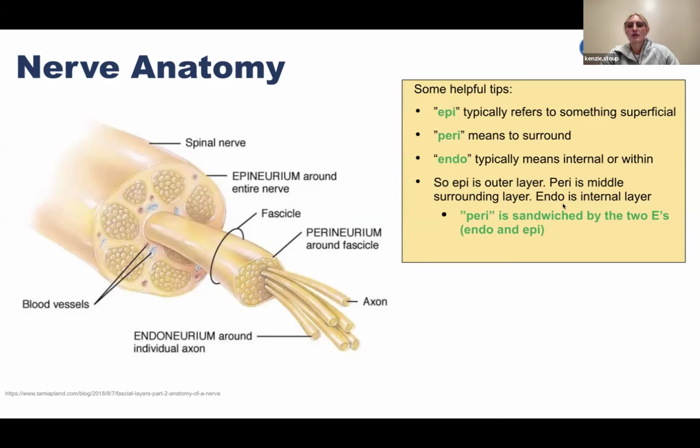So the way I always remember this is that the perineurium, or peri, is sandwiched between your two E's. So it's going to go epineurium, and epi means outer. So that's going to be first around your entire nerve. And then your perineurium, and then your endoneurium is on the inside. And then the reason that we have these sheaths in the first place is to protect the nerves. And then that helps propagate signals better. And each axon is sending its own signal. So you want to protect that. And then also here, the epineurium contains some blood vessels and things like that.